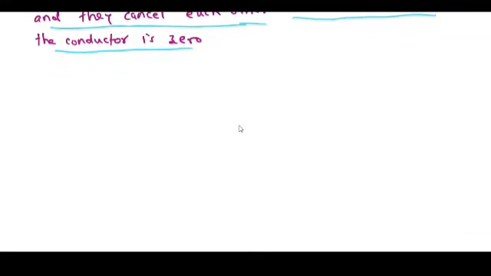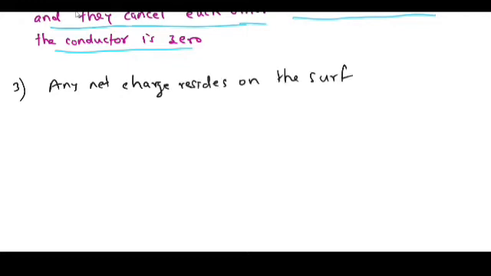Now let us go to the third one, that is nothing but a consequence of the above two explanations. That is, any net charge resides on the surface, which means there will not be any volume charge density. All the charges will be there on the surface of the conductor.